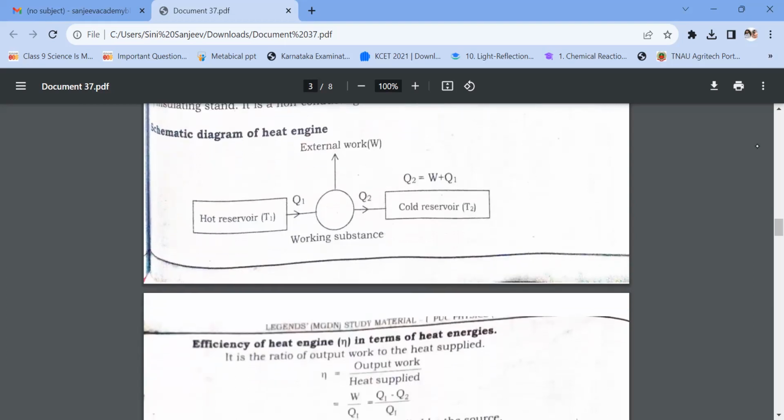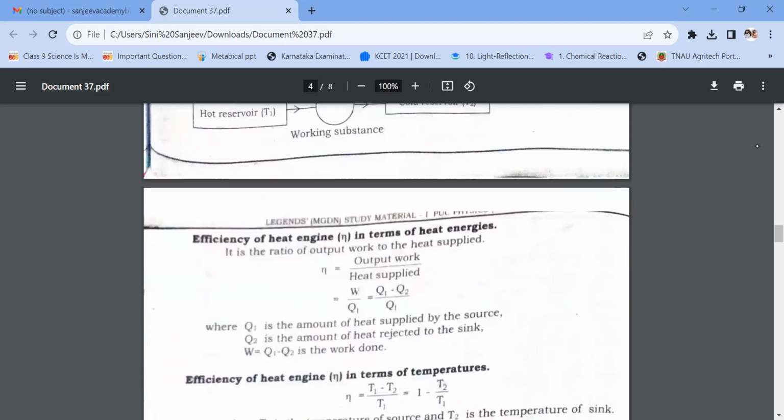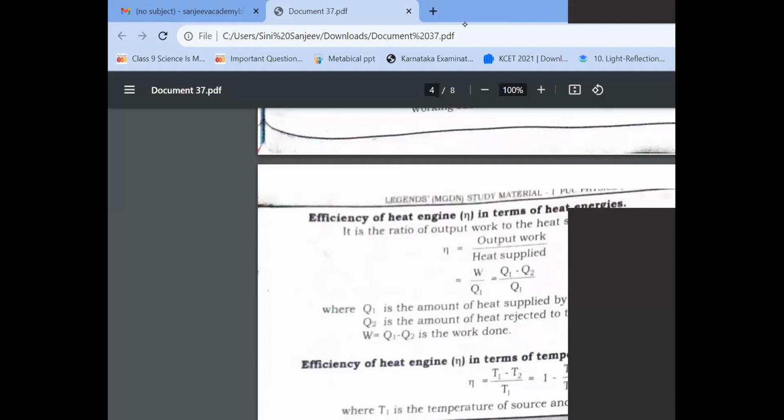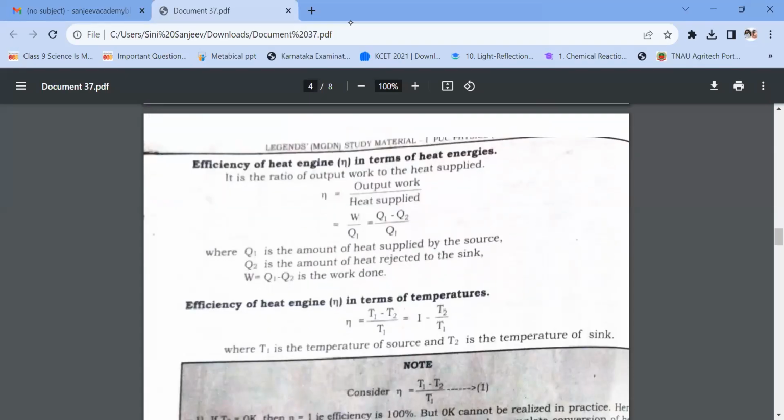So this is the schematic diagram. Again, what I told you is this, the second one. So this is what I told you, efficiency. This is eta. Eta is called efficiency. Efficiency is output by input. That is my efficiency, 1 minus T2 by T1. This you have to remember.